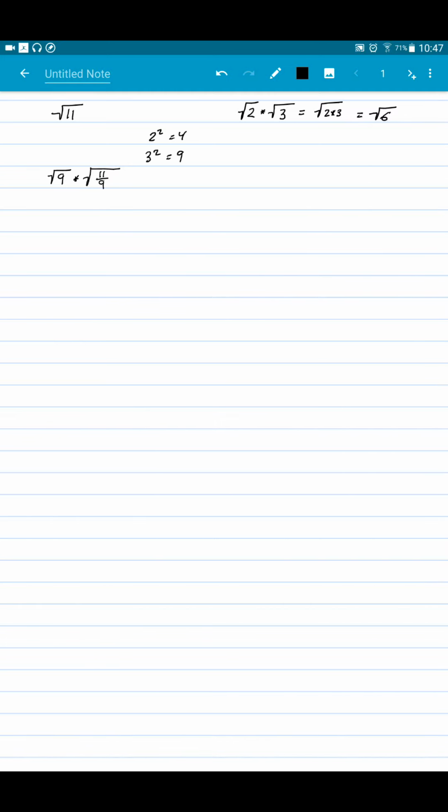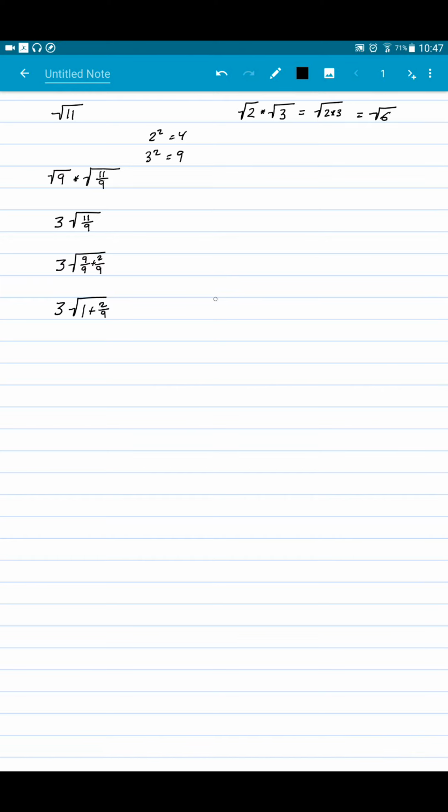And now we can take the square root of 9, which is 3, and we're at 3 times the square root of 11 over 9. Now this is an improper fraction, so we can divide that up into 2 pieces. Those 2 pieces are 9 over 9 and 2 over 9. And that's the square root of 1 plus 2 over 9.